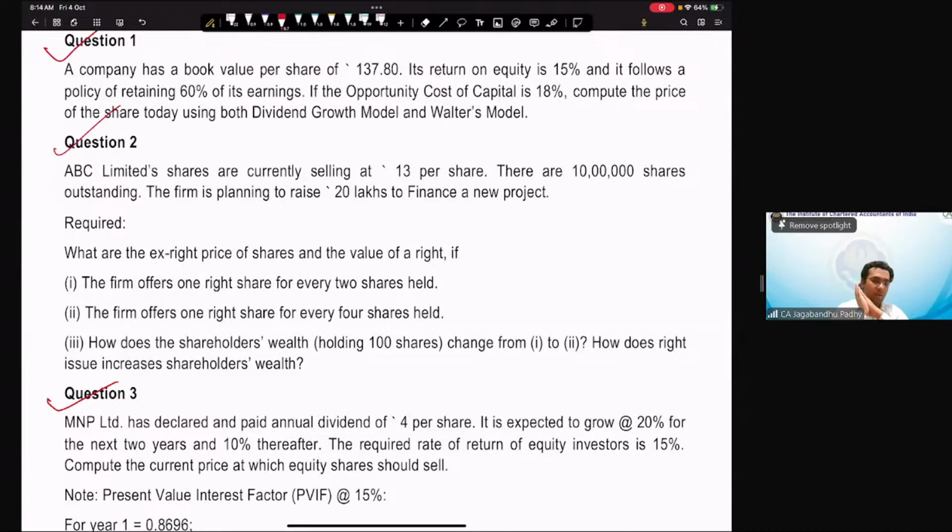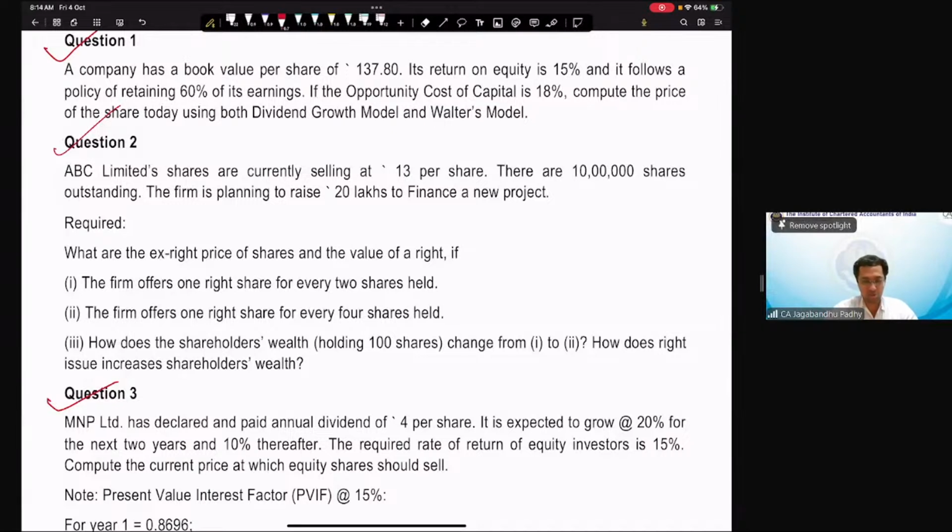Required: What are the ex-right price of the shares and value of a right? If the firm offers 1 right share for every 2 shares held, and secondly, the firm offers 1 right share for every 4 shares held. How does the shareholders' wealth, suppose a shareholder is holding 100 shares, change from 1 and 2, and how does the rights issue increase the shareholders' wealth? So that's what we are going to demonstrate over here.